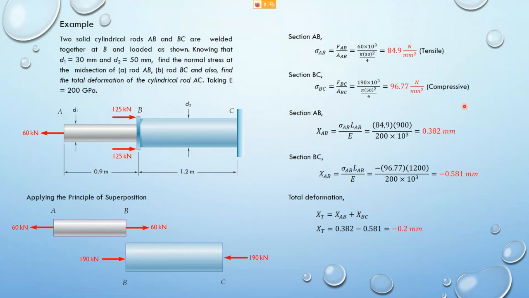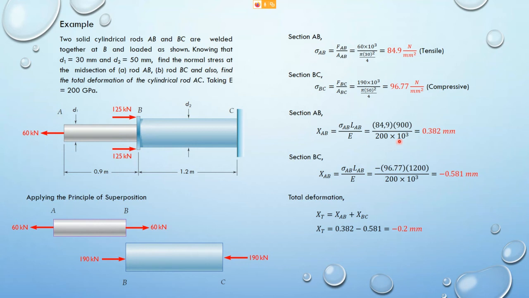Then you have to find the deformation of section AB. So you remember this formula here, right? Put in your stress, your length, and Young's modulus. Your stress here is 84.9. Remember, this is in millimeter square, so make sure everything here is also in millimeter, because this is in millimeter square. So this must be in millimeter. This also must be in millimeter.